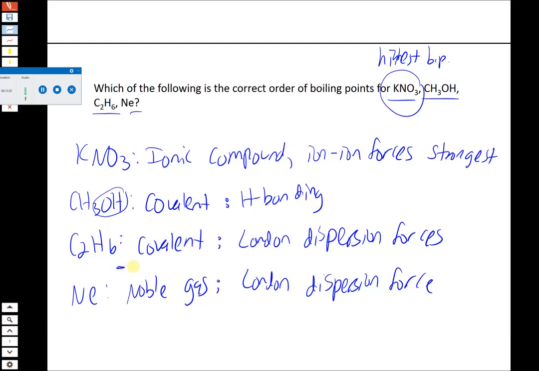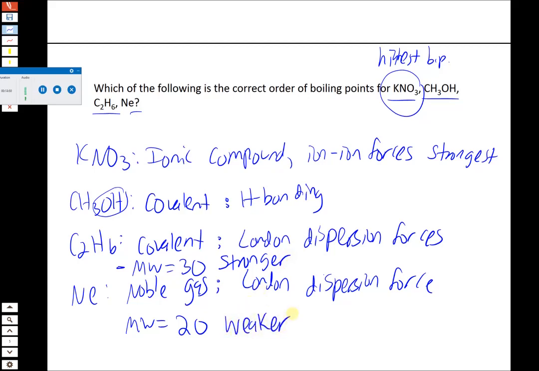So for C2H6, the molar mass is going to be 2 times 12 plus 6, which is 30. And for neon, the molar mass is going to be, from the periodic table, about 20, rounding to the nearest whole number. So generally speaking, if you're comparing London dispersion forces, the one that has the higher molar mass is going to have the stronger London dispersion force. The one that has a lower molar mass is going to have a weaker one.